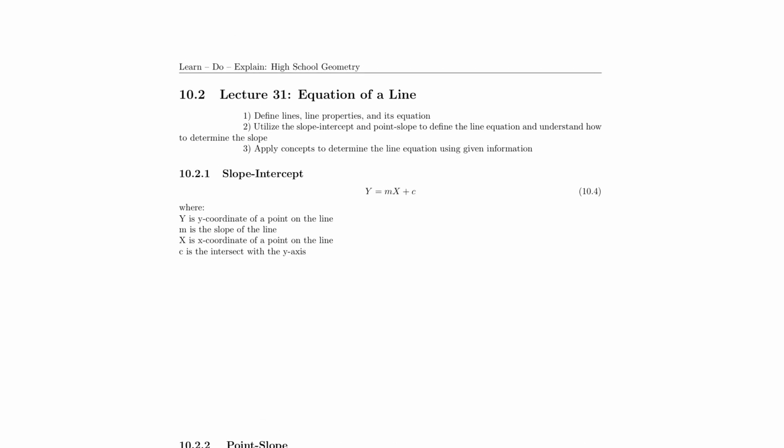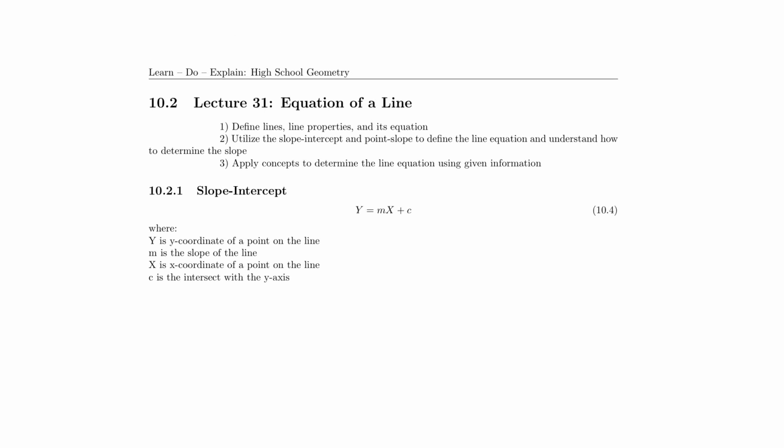Okay, so we have arrived at lecture 31, the equation of a line, and the objectives for this lecture will be to define a line, its properties, and its equation. Utilize slope-intercept and point-slope forms to define the line equation and understand how to determine the slope. And finally, apply concepts to determine the line equation using given information.